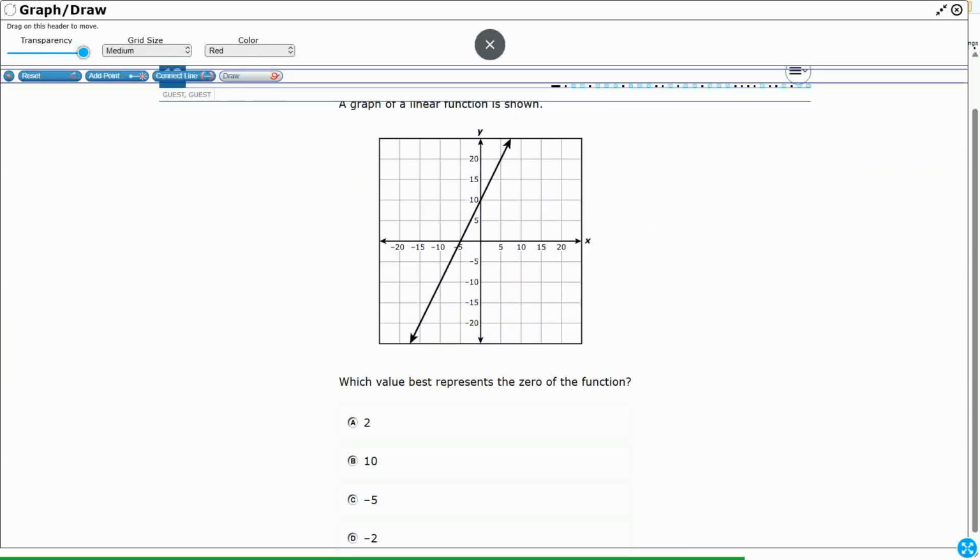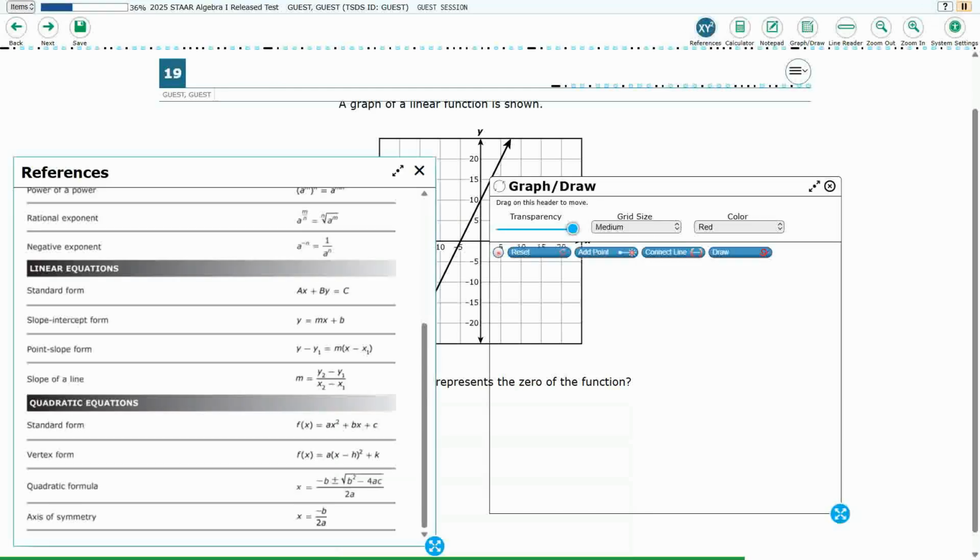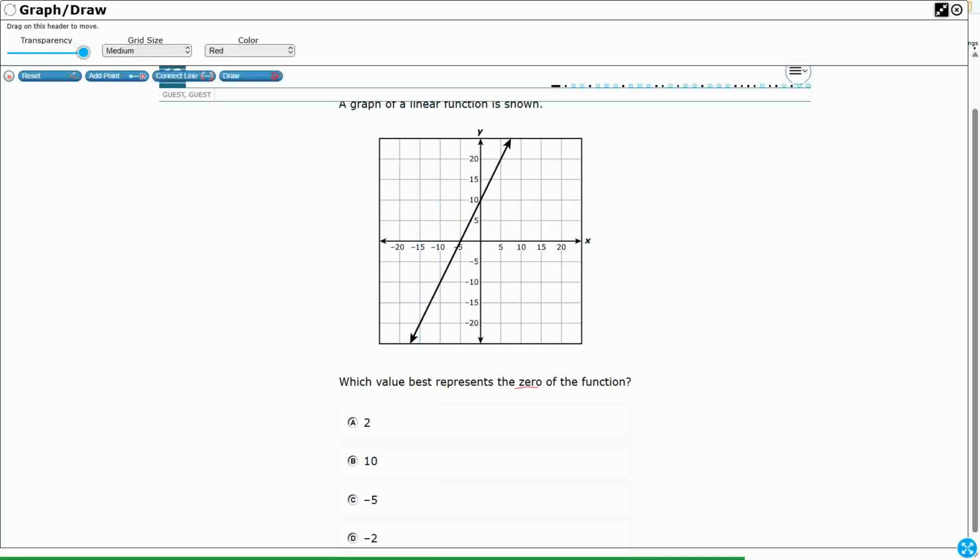All right, so we have this graph of a linear function here, just a straight line, and we're looking for the zero. Now, this is a vocabulary question. If you know what the zero is, this probably doesn't take you very long to identify. If we look in our linear equations section, we're going to see standard form, slope-intercept form, point slope, or slope of a line. There's nothing in there that says anything about a zero.